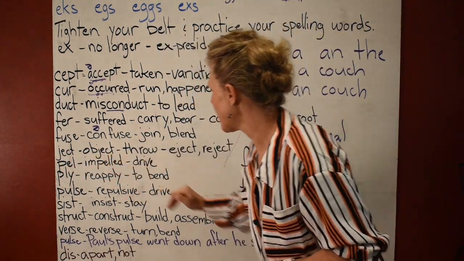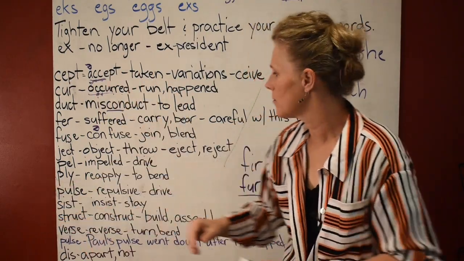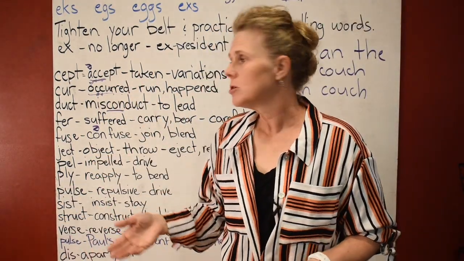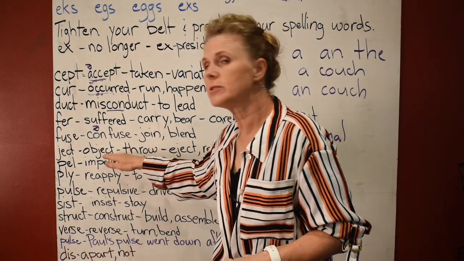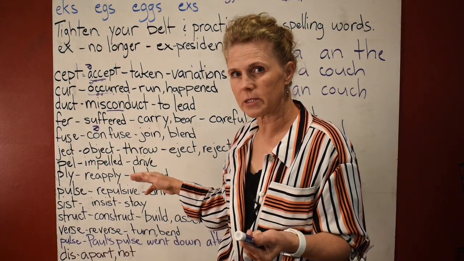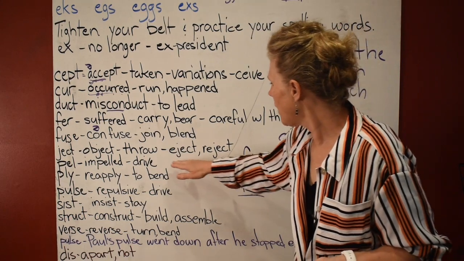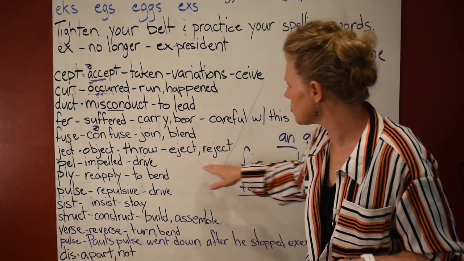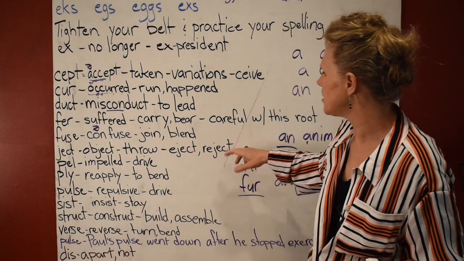Object. Object means to throw, or you could hear it object, or you could say object. So depending on what you're using the word for is how you're going to pronounce this word. Well, eject, reject. See, these are more words that you can have. It means to throw.